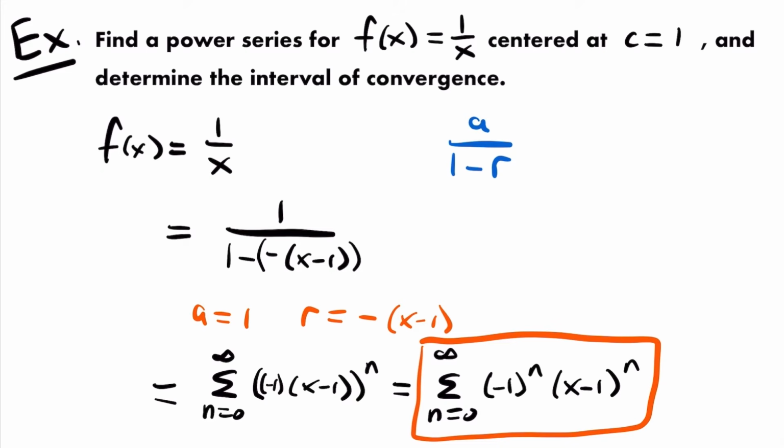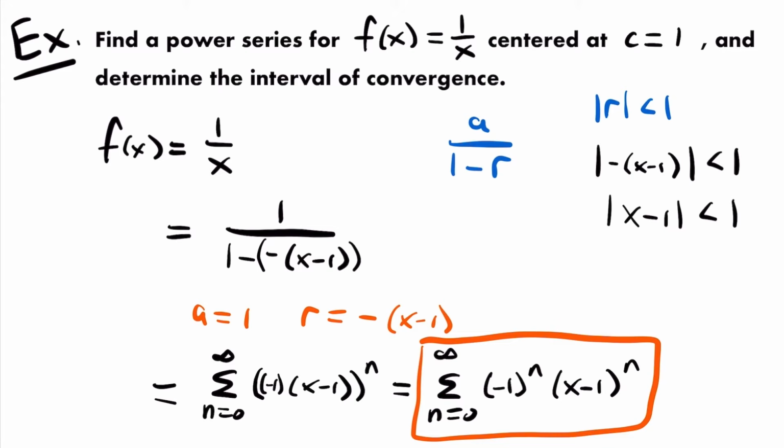And so remember, our geometric power series will converge when the absolute value of r is less than 1. So in this case, r is equal to negative x minus 1. So we'll have the absolute value of negative x minus 1, and that needs to be less than 1. And so these absolute value bars are going to eliminate this negative sign. So what we really have here is the absolute value of x minus 1 less than 1. And that means that x minus 1 needs to be less than 1 and greater than negative 1.